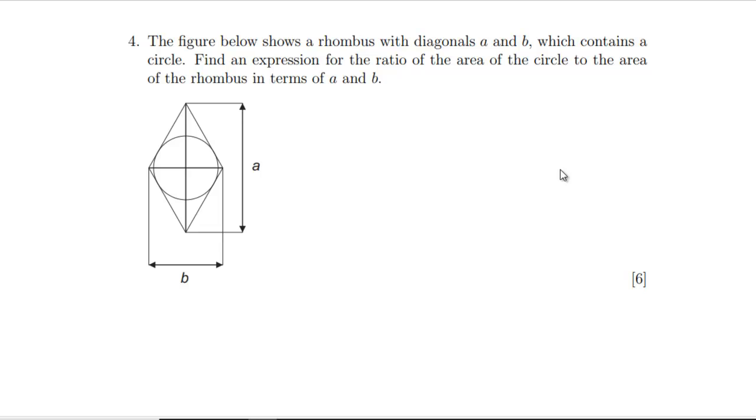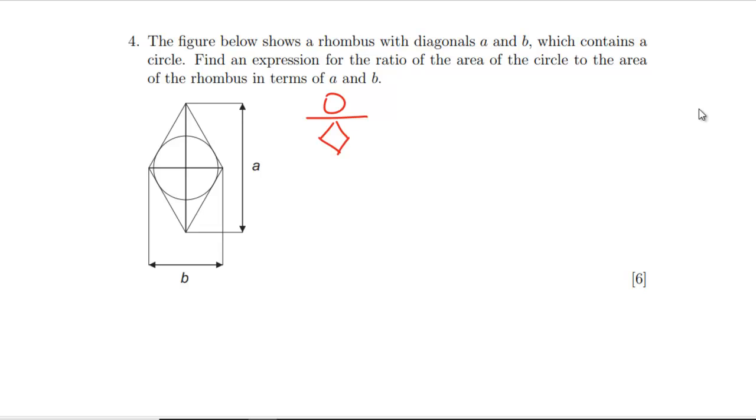All right, question 4. Right, we're sticking on more shapes. They're packing these, aren't they? This is no trivial start to this test. Question 4. The figure below shows a rhombus with diagonals A and B. Okay. Contains a circle. Find an expression for the ratio of the area of the circle. So we need the circle divided by the rhombus is what we're looking for here.